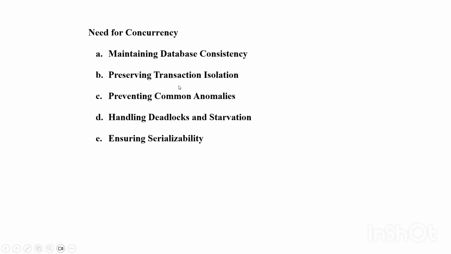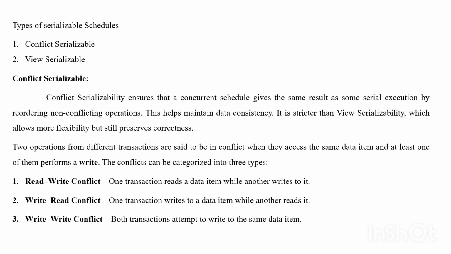Each and every transaction is done in a single manner. And then preventing common anomalies, which means errors that occur, preventing third-party errors, handling deadlocks and starvation, and ensuring serializability. So these are the needs for concurrency.